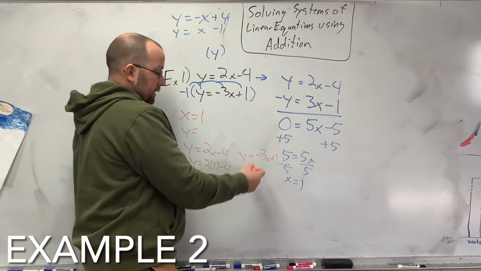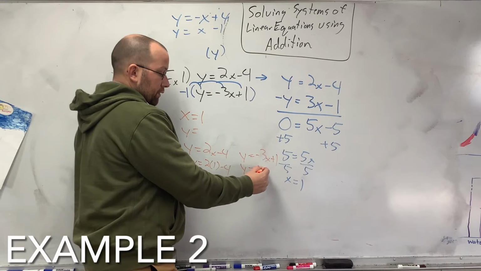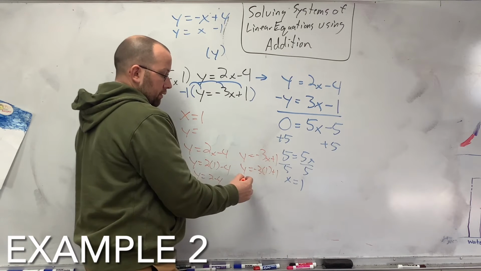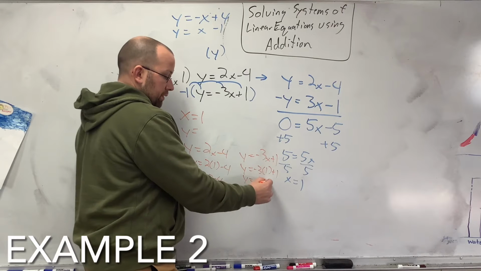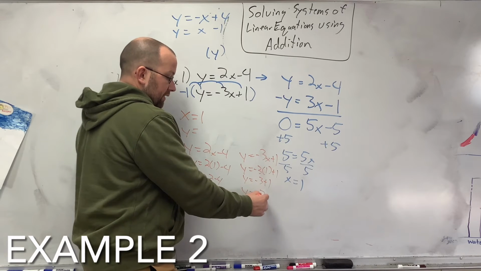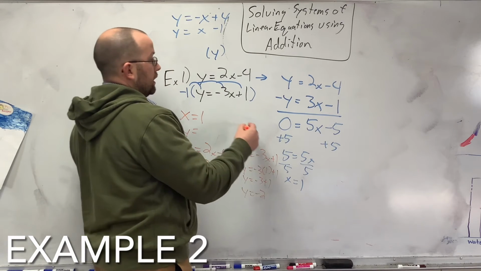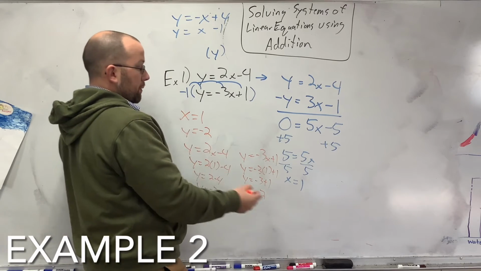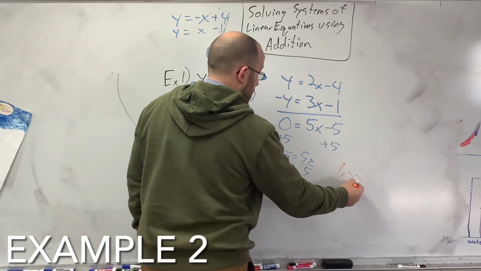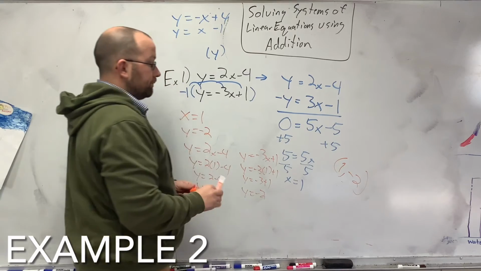Here, I plug the 1 in there. So y equals negative 3 times 1 plus 1. Y equals negative 3 plus 1. Y equals negative 2. There we go. So my answer here is 1, negative 2.